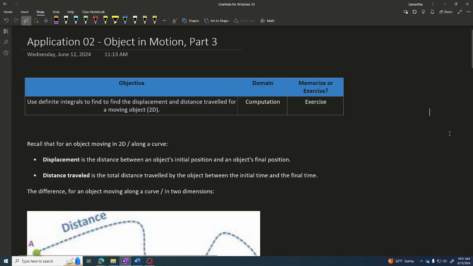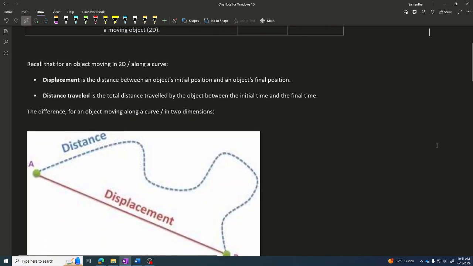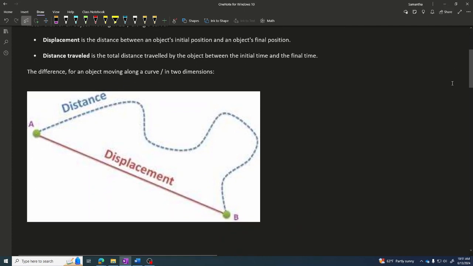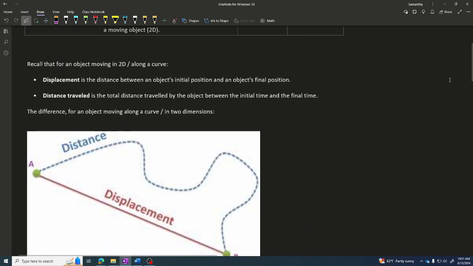Today, we're going to be talking about how the definite integral can be used to find distance traveled for an object moving in two-dimensional space, not necessarily along a straight line, but potentially along a curved path. Now, for an object moving in two-dimensional space, the definition of displacement and distance traveled changes just a little bit.